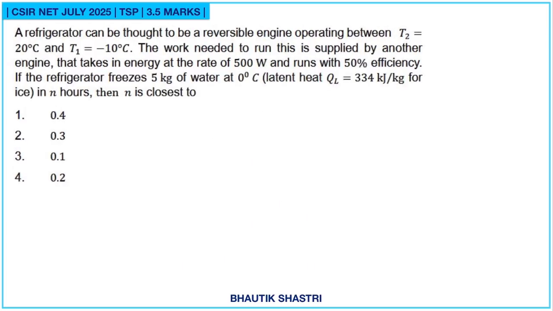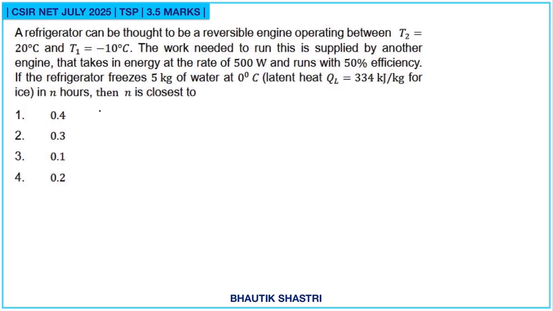Next question. A refrigerator can be thought of as a reversible engine operating between T2 and T1. The work needed to run this is supplied by another engine that takes in energy at the rate of 500 watt and runs with 50% efficiency. The refrigerator freezes 5 kg of water at 0 degrees Celsius, latent heat is QL for ice, in n hours, then n is closest to.